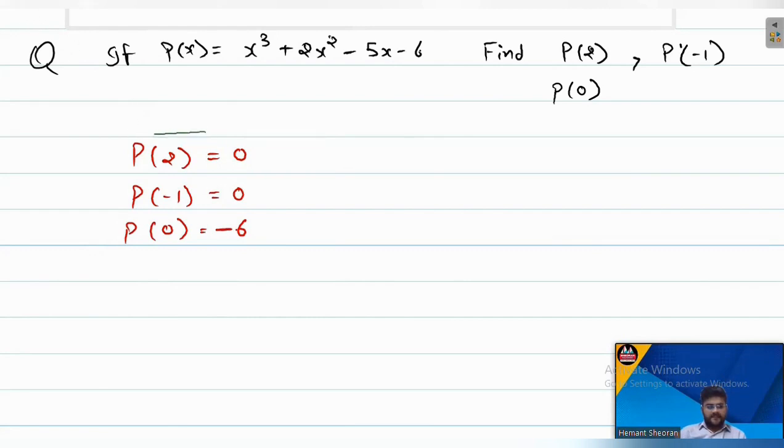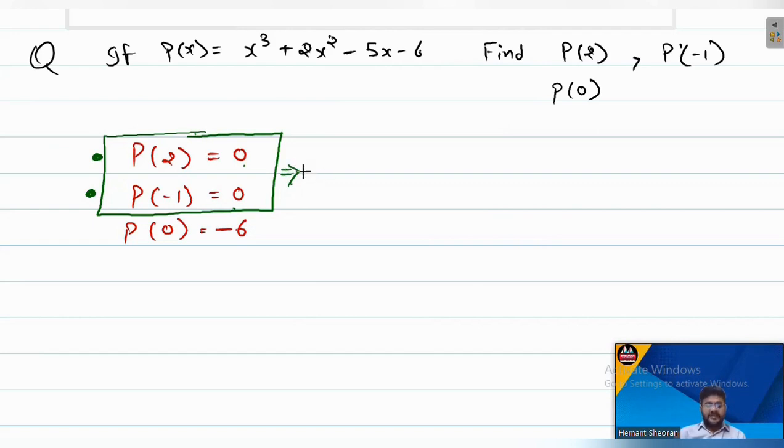Good. So, is there anything special about these two values? What will you say? Like when you substituted x is equal to 2, you got a 0. When you substituted x is equal to -1, you got again a 0. So is there anything special about these values? I'm not sure.